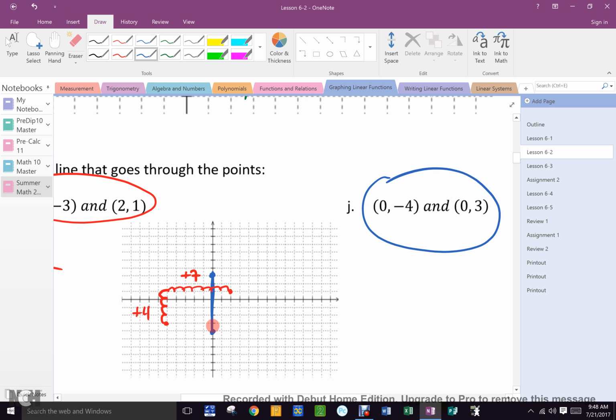What's my rise? No. 1, 2, plus 7. Did I have any run? No. So this would be 7 over 0. Am I allowed to have 0 there? No. So this is what kind of slope? Undefined. Why? Because it's not a slope, is it?